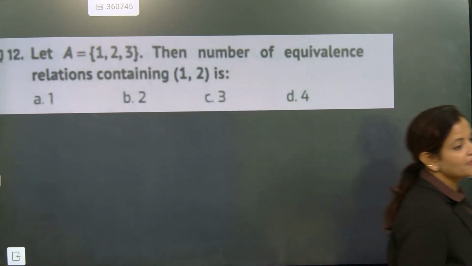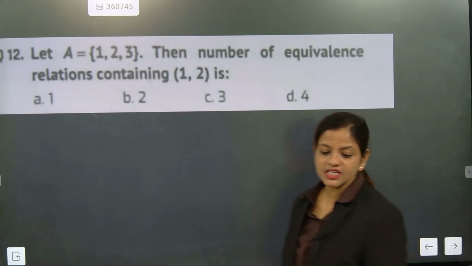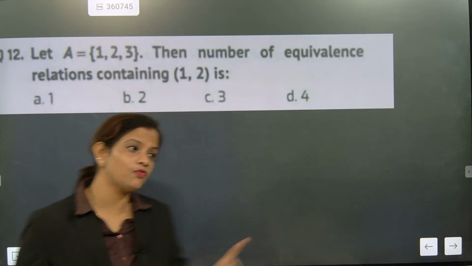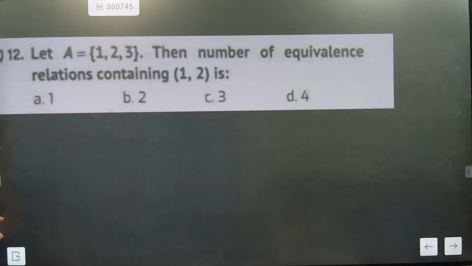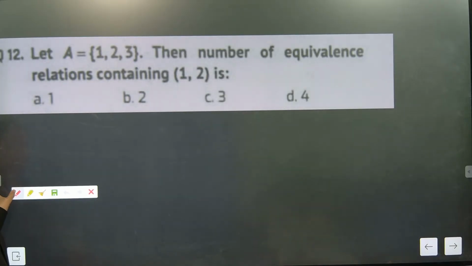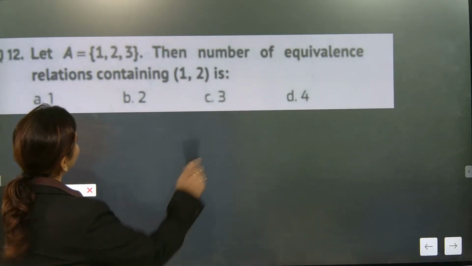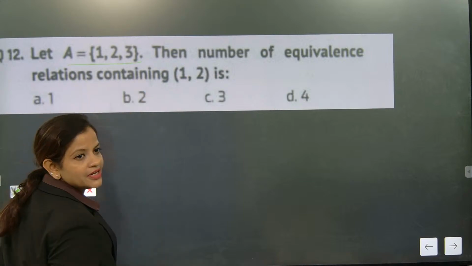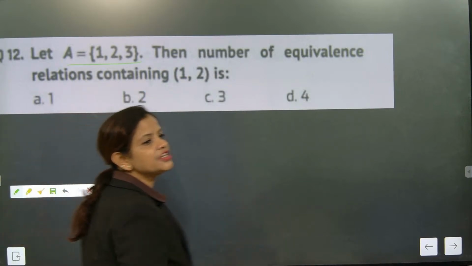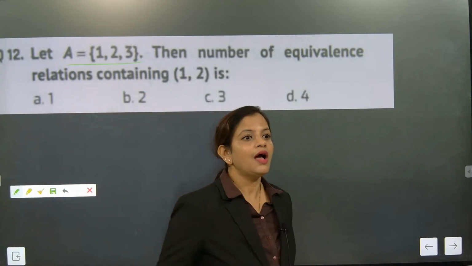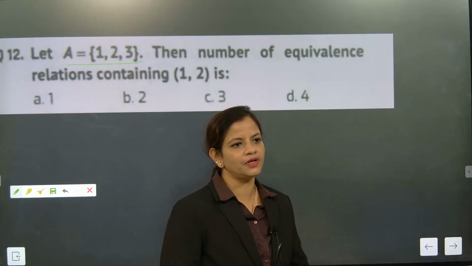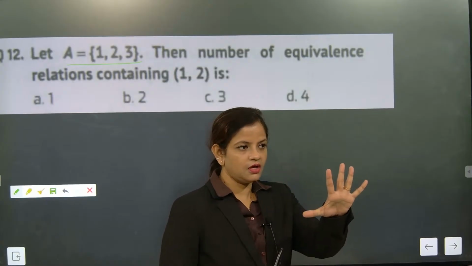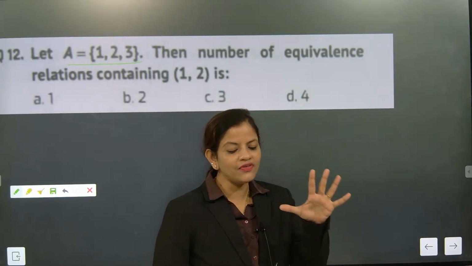Now look at the total number of relations containing 1, 2. Now tell me, how many possibilities will be there? Again, see, like this type of questions they will keep asking you. In the examination hall, you will not sit and do experiments, like I will do this, I will do that. Simply, A is having how many elements? How many equivalence relations possible? When 3 elements are there, how many equivalence relations possible? 5.